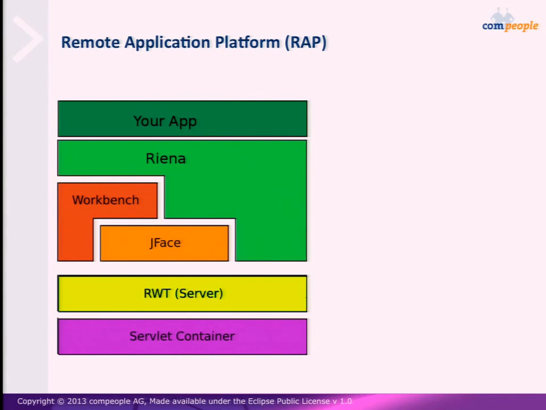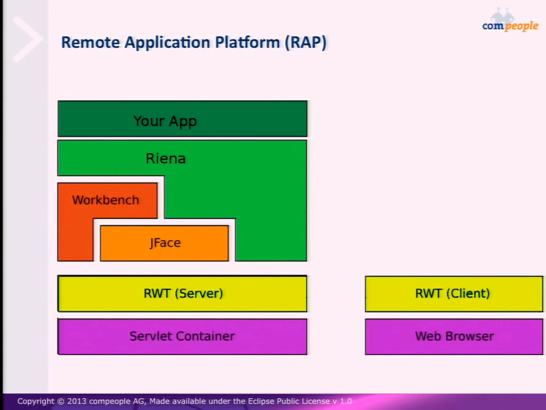Now, if you use RAP, you replace that bottom layer. You replace that with RWT, the widget toolkit that has the same API as SWT, but which is for the web. And you're also adding a client, which is a web browser that is then rendered in your browser.